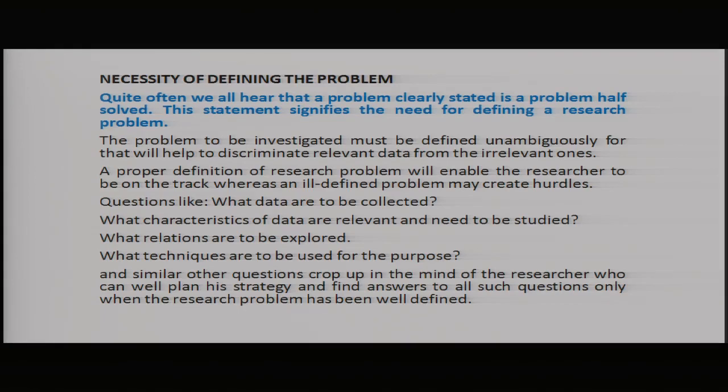A proper definition of the research problem will enable the researcher to be on track, whereas all ill-defined problems may create hurdles. If your problem is not defined properly, or at the initial stage it is not clear, in the later stage it is going to create a hurdle. Questions like what data are to be collected, what characteristics of data are relevant to the study, what relations, what technique. So you are going to have a number of difficulties later if your statement of the problem is half done, or if it is not clear in the context.